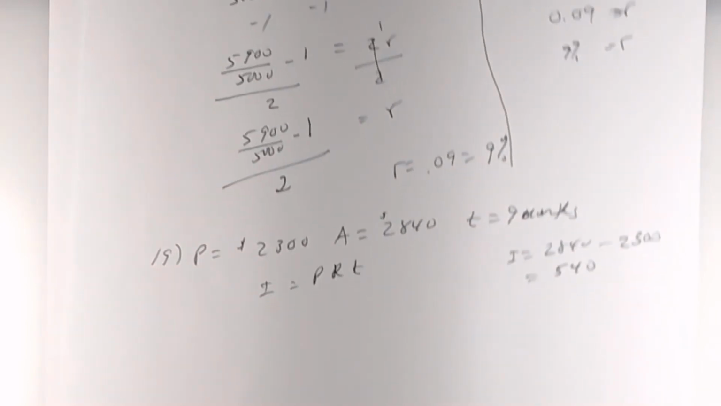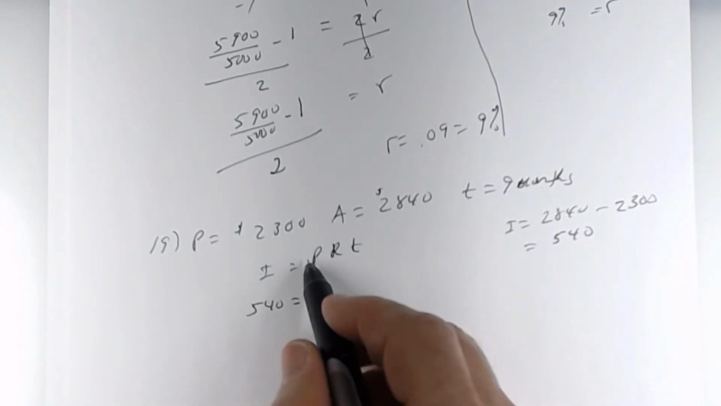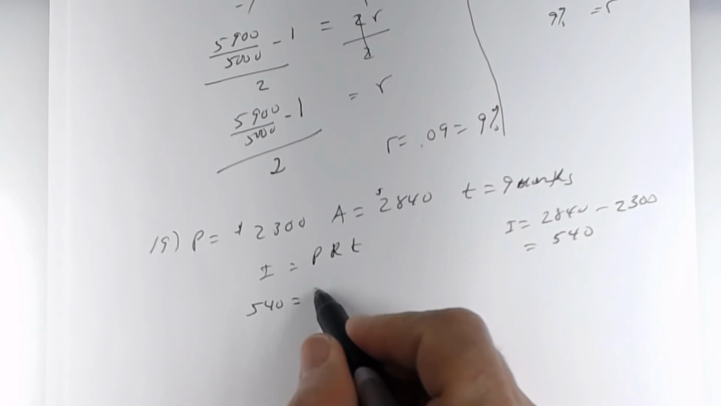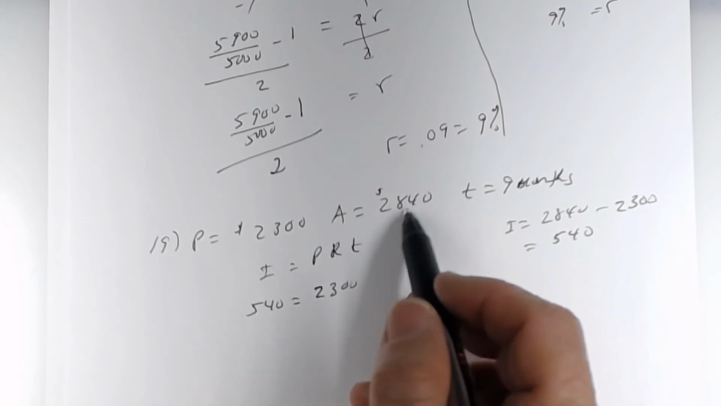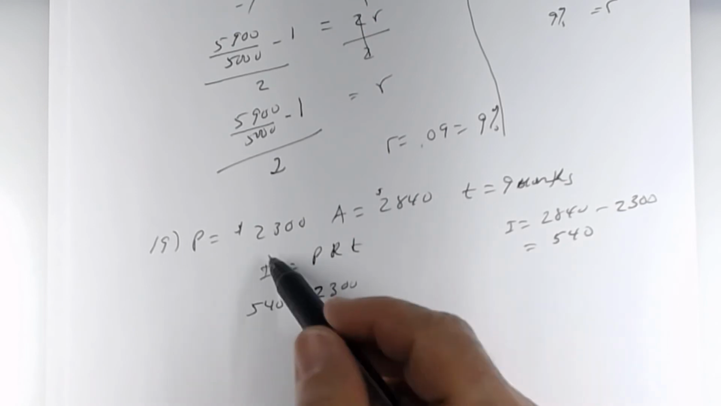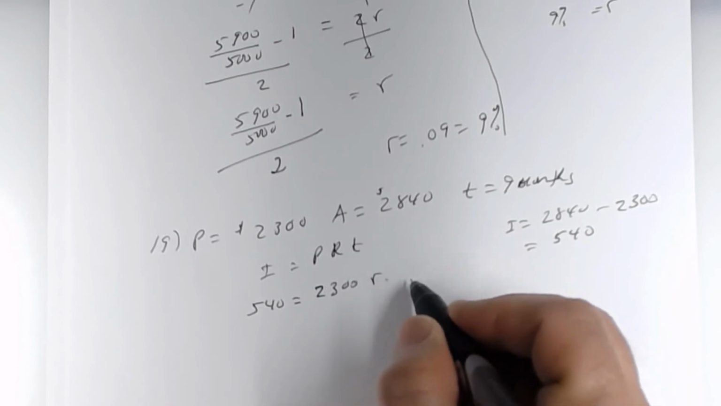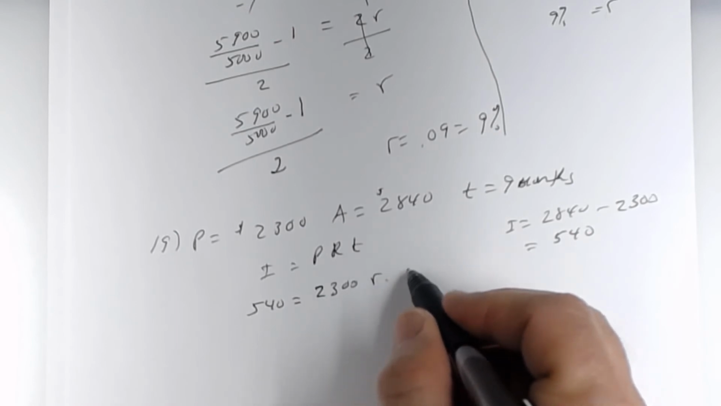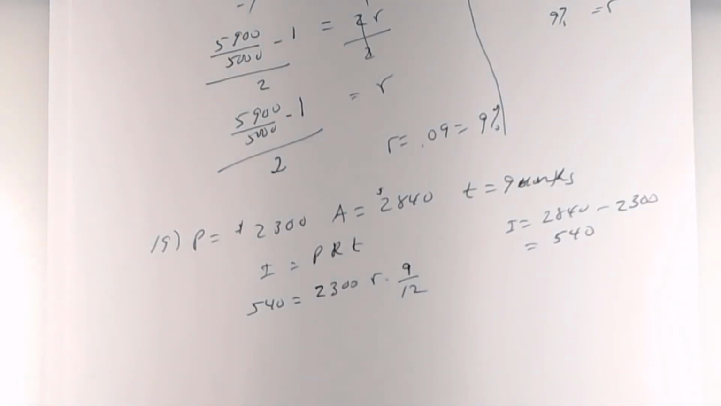So then you're going to say 540 equals the principal. What's the principal? Yeah. Now make sure you're using the correct number. Sometimes if you're not careful, you'll use the future value instead of the principal. So 2,300 times the rate times the time. What's the time? 9 divided by 12. Okay. So that's what I get so far.